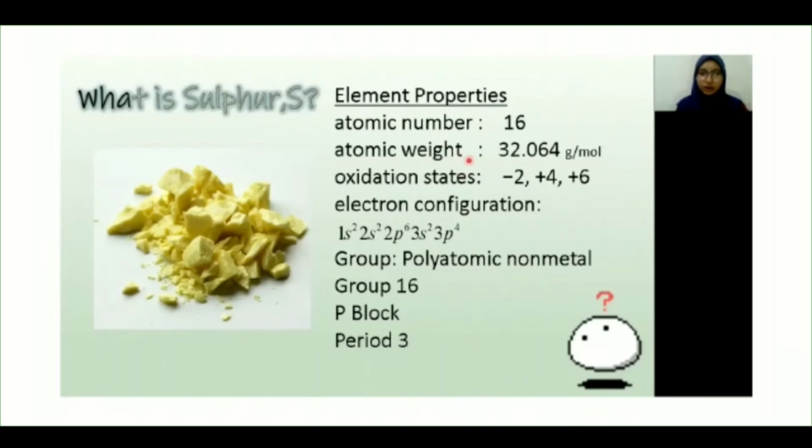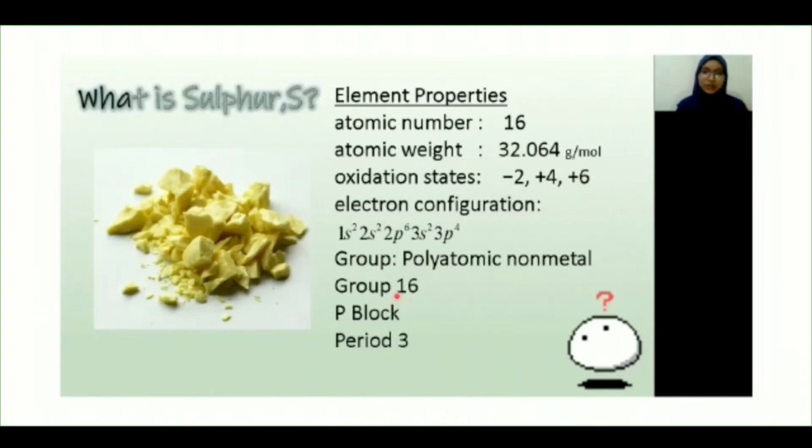Next is the atomic weight, which is 32.064 grams per mole, and also the oxidation state, where it can lose or gain electrons. When it is -2, it gains electrons. So +4 and +6 is when it loses electrons.